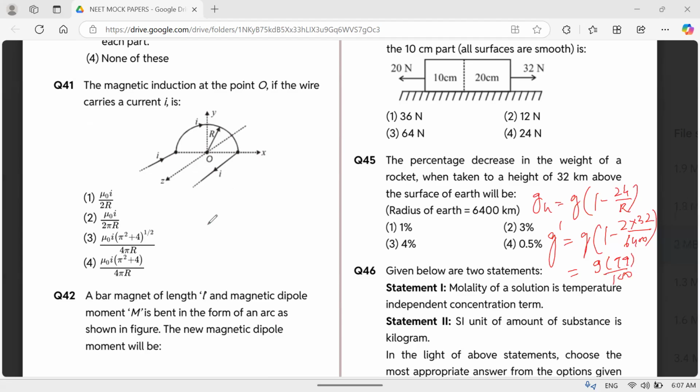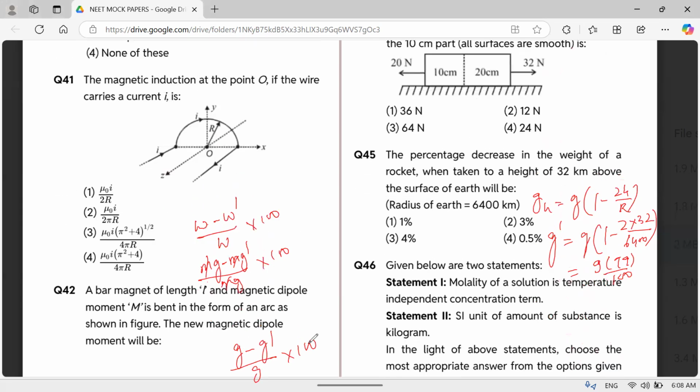I was asking the weight. That means actual weight minus weight at a certain height, divided by actual weight, into 100. Actual weight means m into g minus m into g dash, divided by m into g, into 100. This will be the formula. Everywhere m will get cancelled. So the formula will be g minus g dash divided by g into 100.